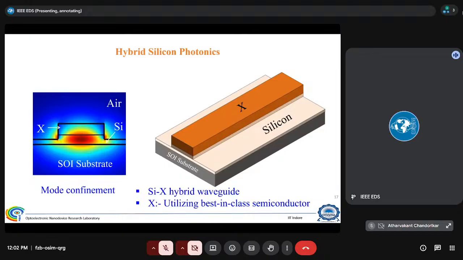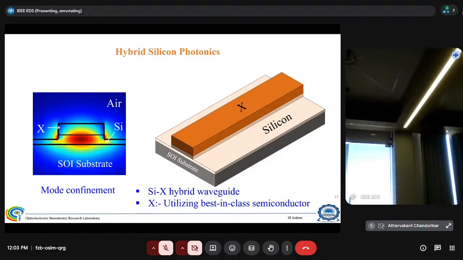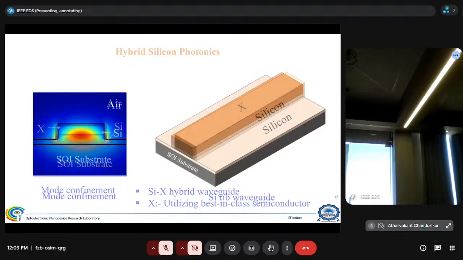So now you can utilize the properties of this X, whatever properties it gives you, and you have what you call a silicon X hybrid waveguide. For example, in our case, this can be ITO, utilizing epsilon near zero, very low permittivity of ITO, so that it gives you large index change, large tuning range.